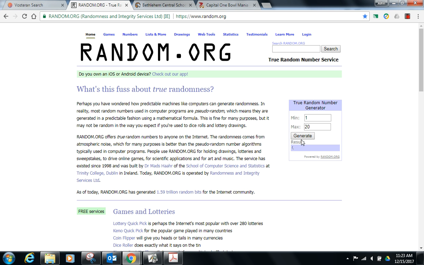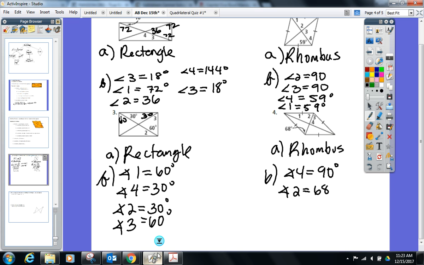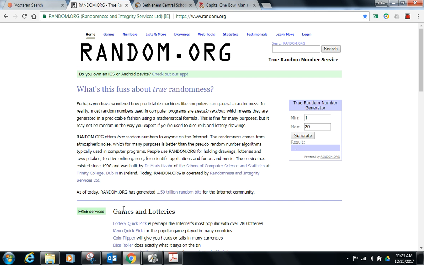All right, Emma needs somebody. 3 is 68. Diagonals bisect the angles. And now it looks like the only thing I need is angle 1. Go ahead, need somebody.